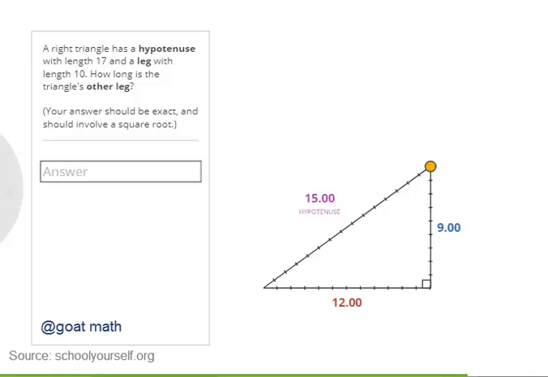Try another example. If a triangle's hypotenuse is 17 and one of the legs is 10, how long is the other leg of the triangle? Again, try coming up with the exact answer, which will have a square root in it somewhere.